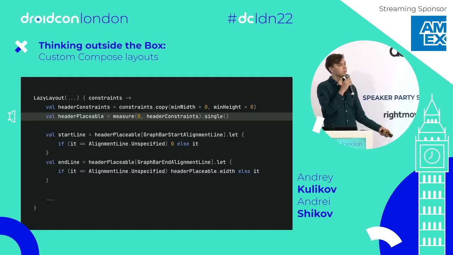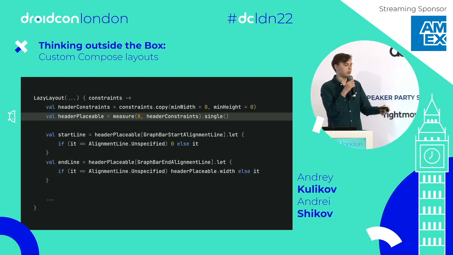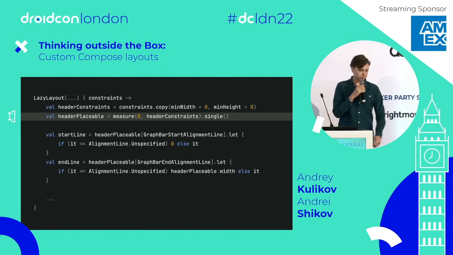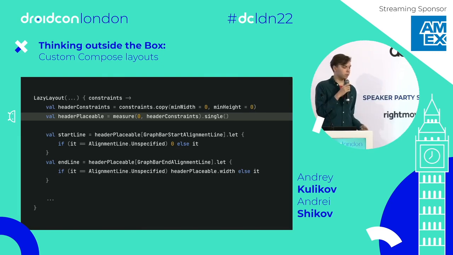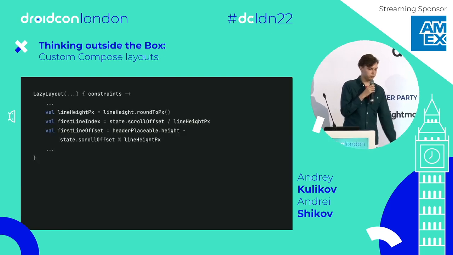And we start with the header, the same as before. But instead of measuring the measurable for the header, we measure index 0, which always corresponds to the header. And when it's measured, we can just define and start the alignment lines as we did in the previous implementation.